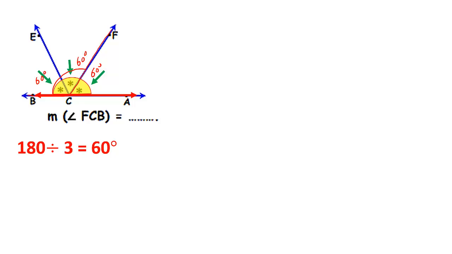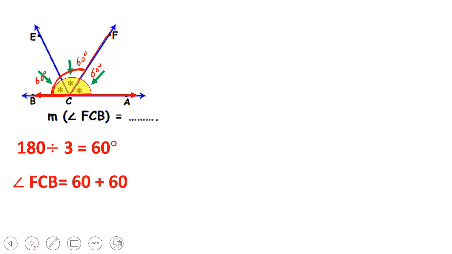Remember, you want to find angle FCB, so you want the 2 angles together. To find the measure of the angle required, I am going to make simply 60 plus 60. So angle FCB is equal to 120 degrees. Let's have more questions now.